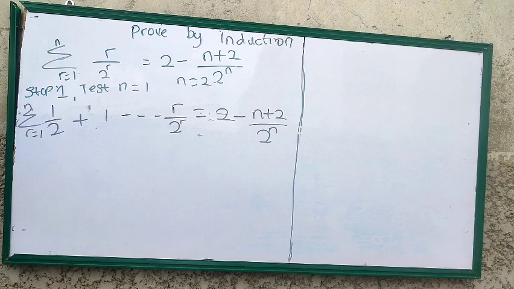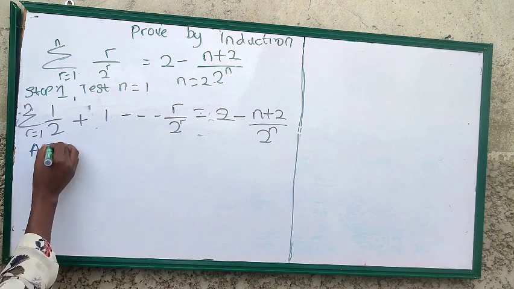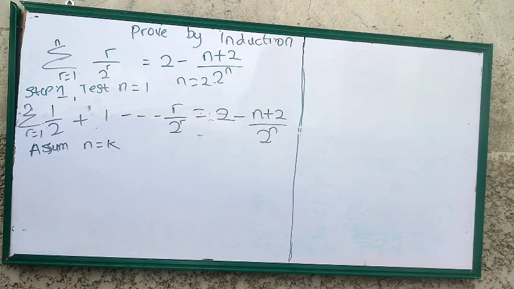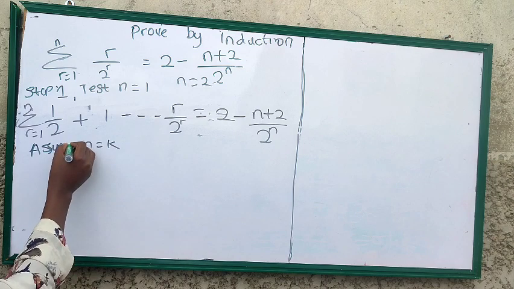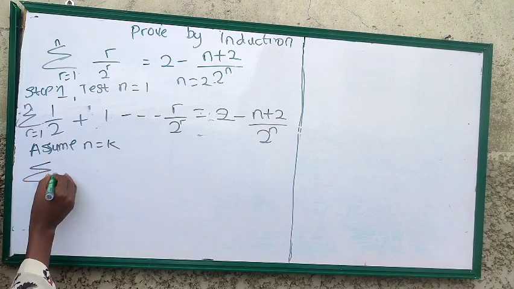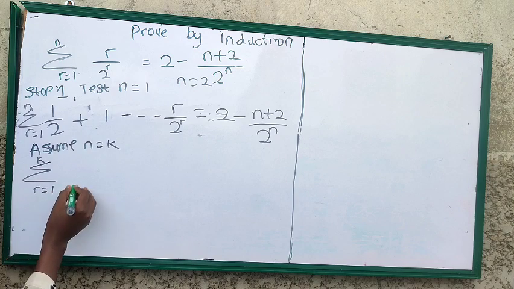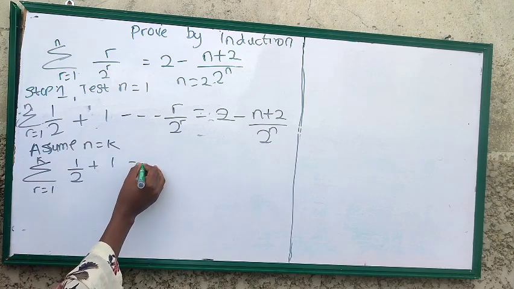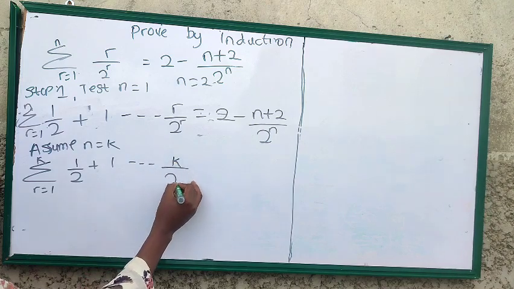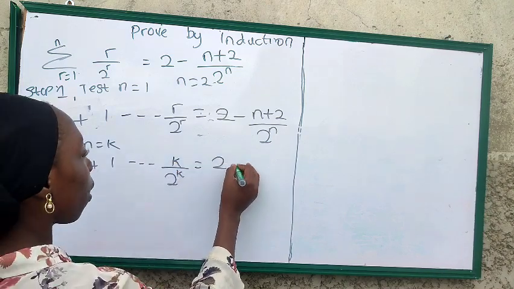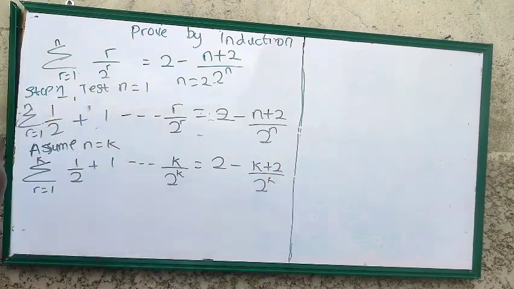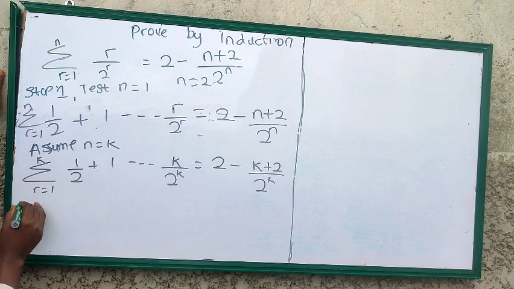Now our next step is to assume n equals k. It means anywhere we see n, we are going to put k. So we have the sum from r equals 1 to k, 1 over 2 plus 1 plus up to k divided by 2 to the power of k, equals 2 minus (k plus 2) divided by 2 to the power of k.